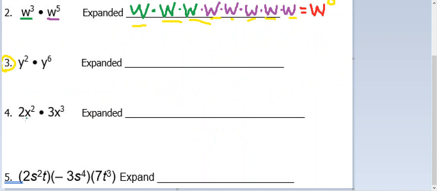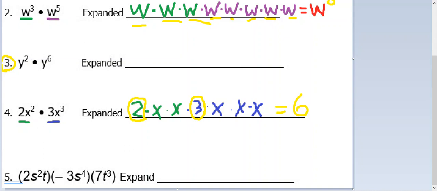Alright, in our next example, we have 2 times x squared times 3 times x to the third power. So we can expand this out as well. So that means 2 times x squared means x times x. And then we have times 3 times x to the third means x times x times x. So now I can simplify. I can see I have 2 numbers. I have a 2 and a 3. And I know 2 times 3 will give me 6.